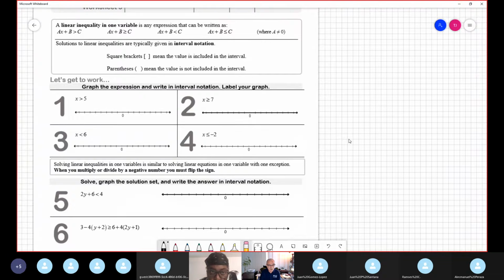This is the next page of the review package. This is super easy. Look, graph the expression and write in the notation. Okay, let's do number one. Number one is x greater than 5.